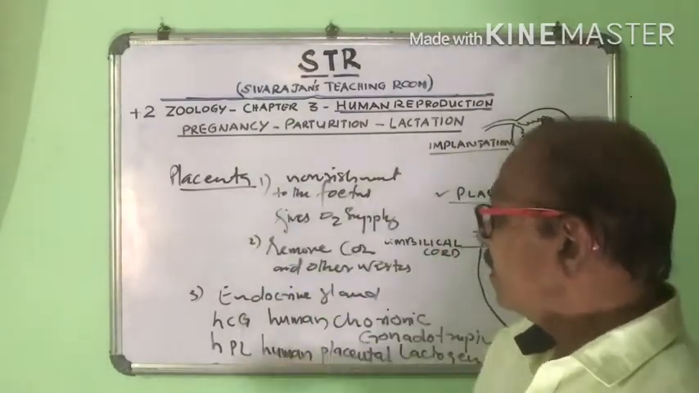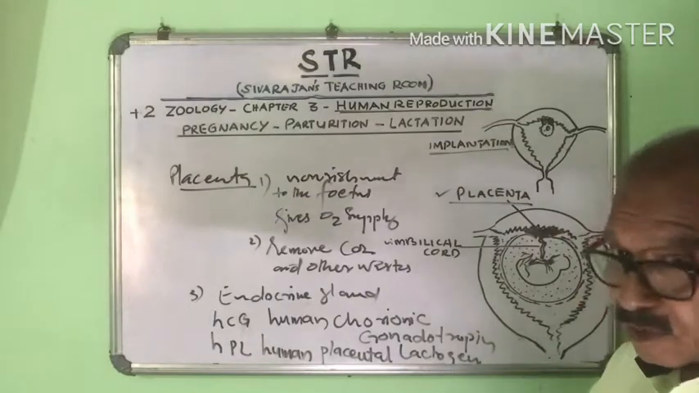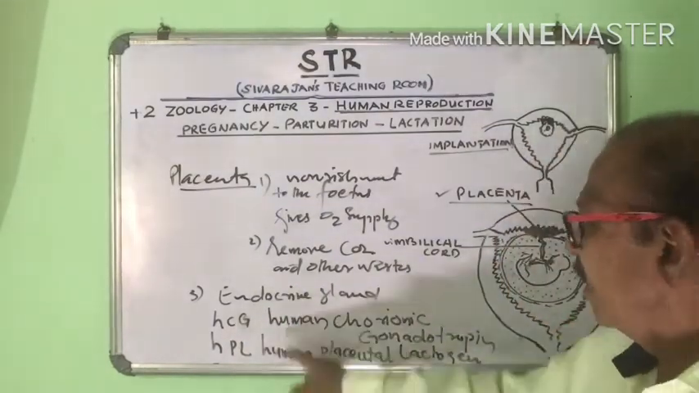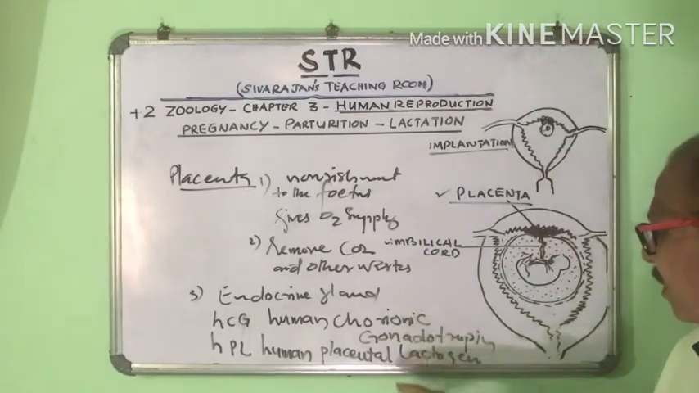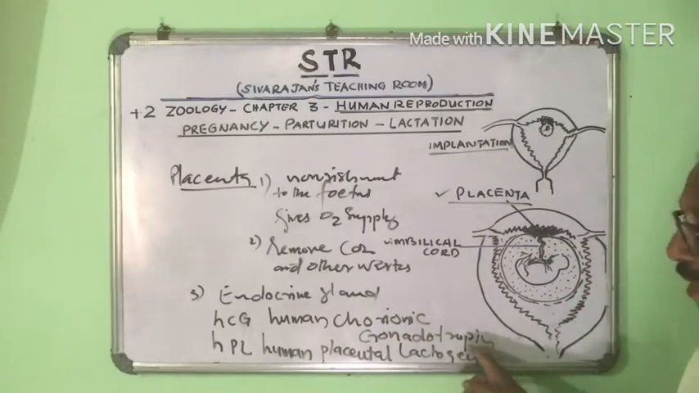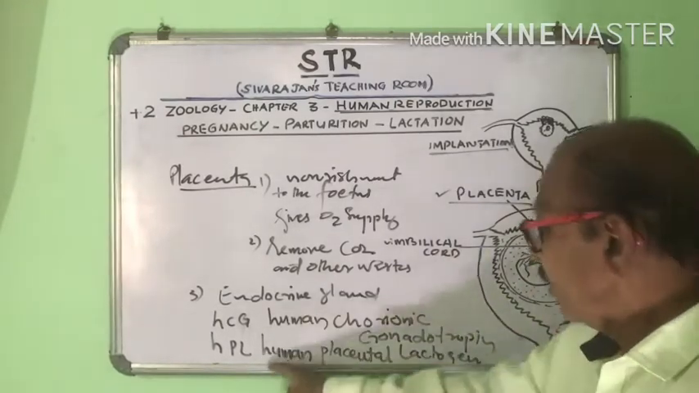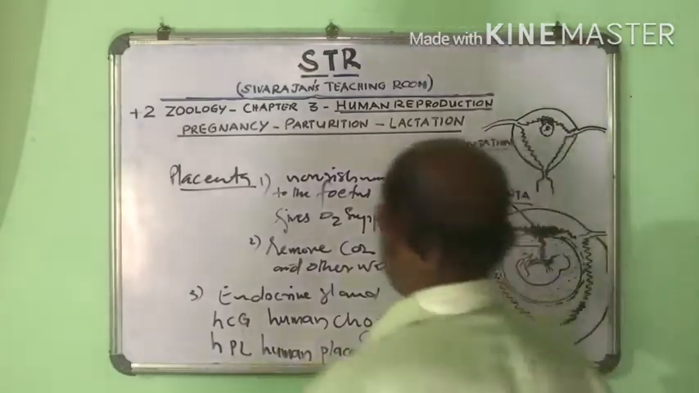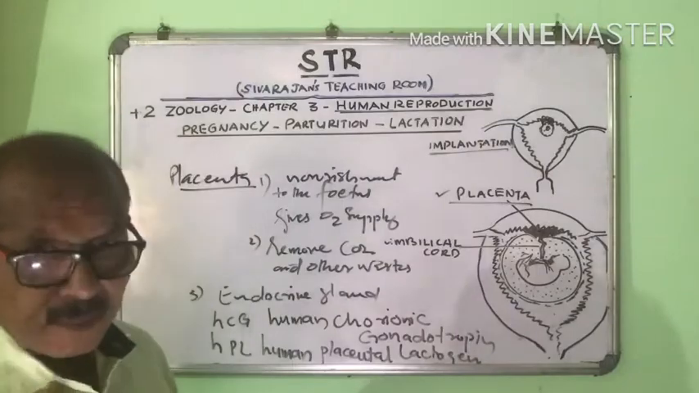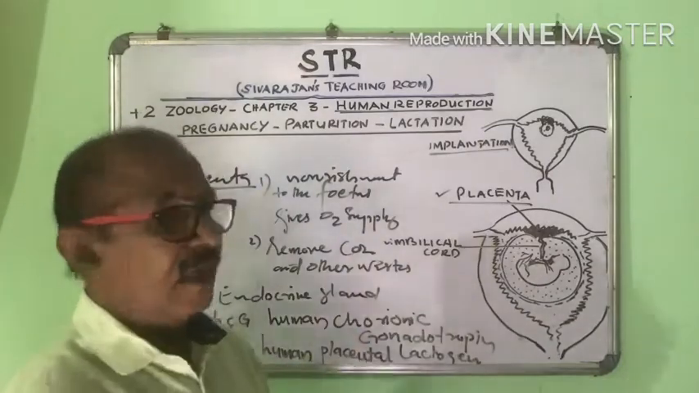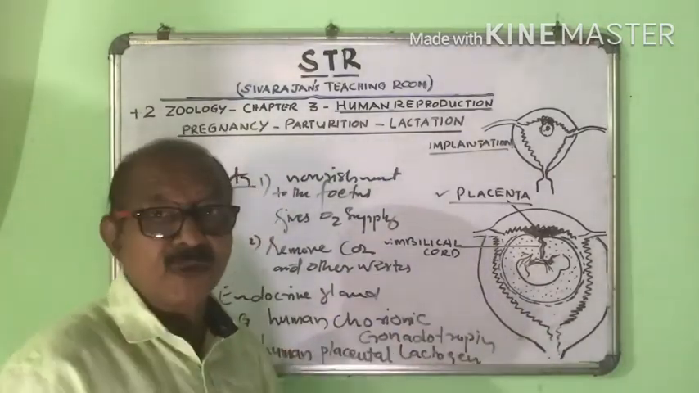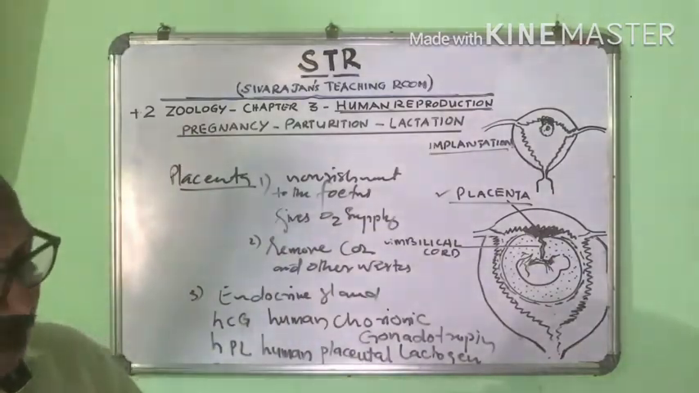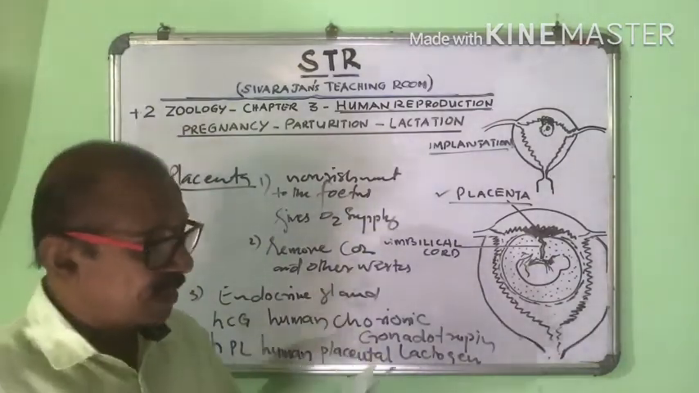So the placenta functions as an endocrine gland also. It produces HCG. What is HCG? Human chorionic gonadotropin. And HPL. What is HPL? Human placental lactogen. It also produces estrogen, progesterone and relaxin. All these hormones help in the development and growth of the fetus.